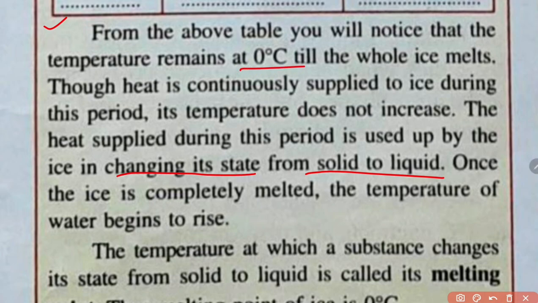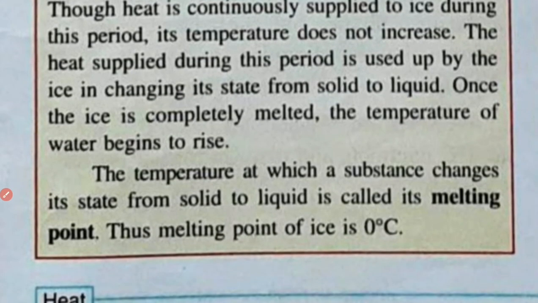The temperature at which a substance changes its state from solid to liquid, that is melting, is called the melting point. Thus the melting point of ice is 0 degrees Celsius. For different substances, the melting points will also be different.